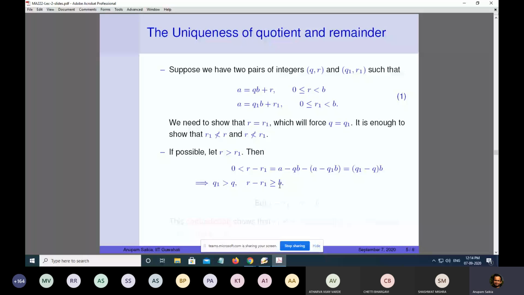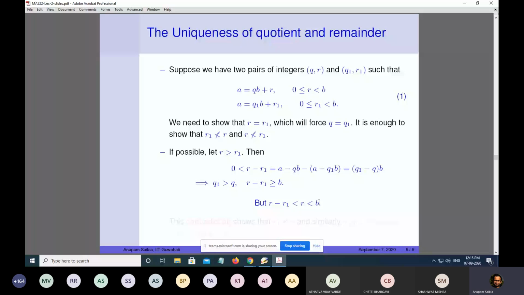But on the other hand, R minus R1 is certainly less than R because R1 is also non-negative. So R minus R1 is strictly less than R, and R is strictly less than B in our choice. So there's a problem: R minus R1 is bigger than or equal to B and strictly less than B. So that means B is strictly less than B. By transitivity, B is strictly less than B because B is dominated by R minus R1, which is strictly dominated by B, which is a contradiction.